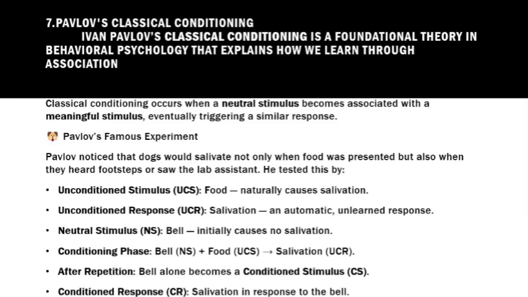Conditioning phase: bell plus food (UCS) causes salivation (UCR). After repetition, the bell alone becomes a conditioned stimulus, CS. Conditioned response: salivation in response to the bell.